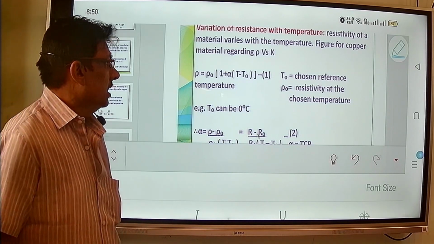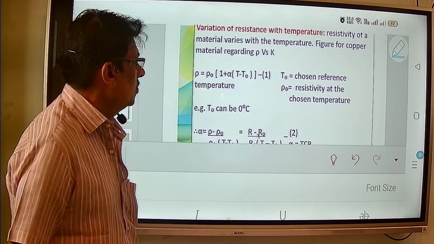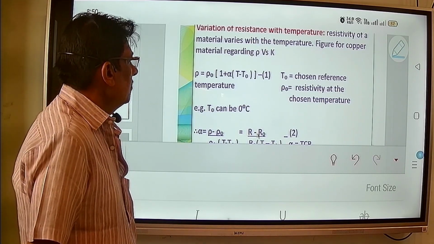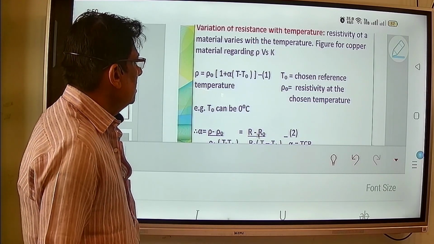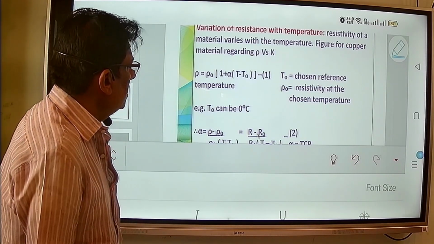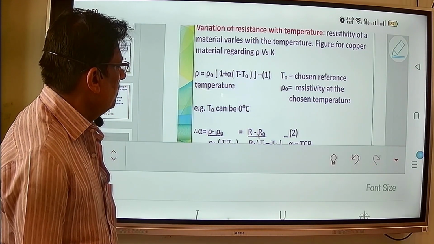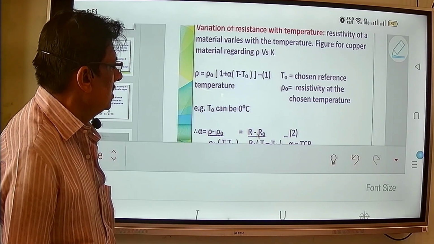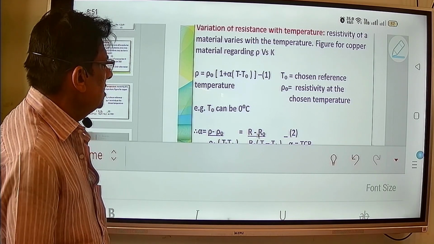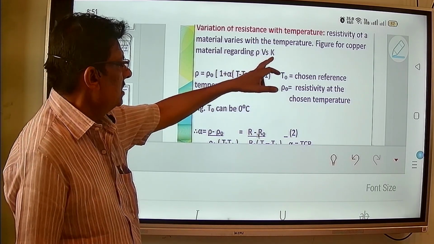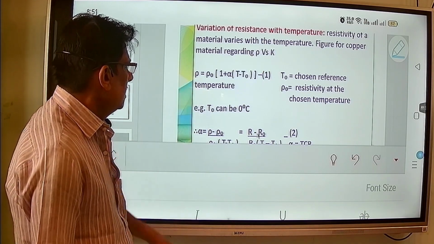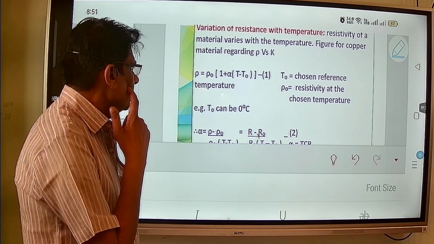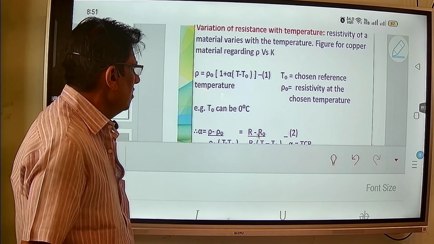So hence, in this case also, we are going to see what the variations are when resistance is considered with respect to temperature. Now here, if we take the copper material, regarding the graph of resistivity versus temperature, which is in terms of Kelvin, so rho versus K, we find that rho is equal to rho 0 in the bracket 1 plus alpha (T minus T0), which is called equation number 1.